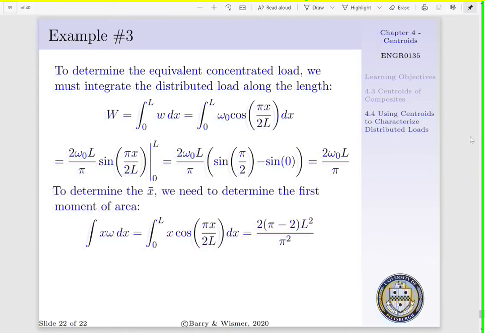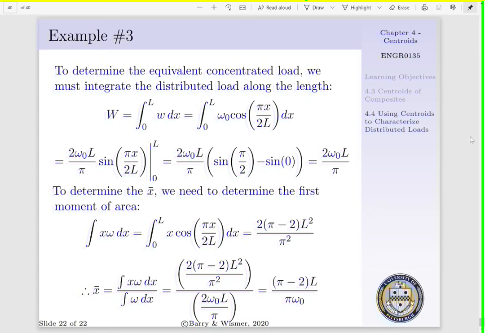Thus, to determine x bar, we need to determine first our moment of area, i.e. the integral of x omega dx, and this is equal to the integral from 0 to L of x cosine of pi x per 2L dx, which is equal to 2 times the quantity pi minus 2 times L squared per pi squared. Now we can say x bar is equal to the integral of x omega dx per the integral of omega dx, which is equal to 2 times the quantity pi minus 2 times L squared per pi squared per 2 omega naught L per pi. And we are left with pi minus 2 times L per pi omega naught.